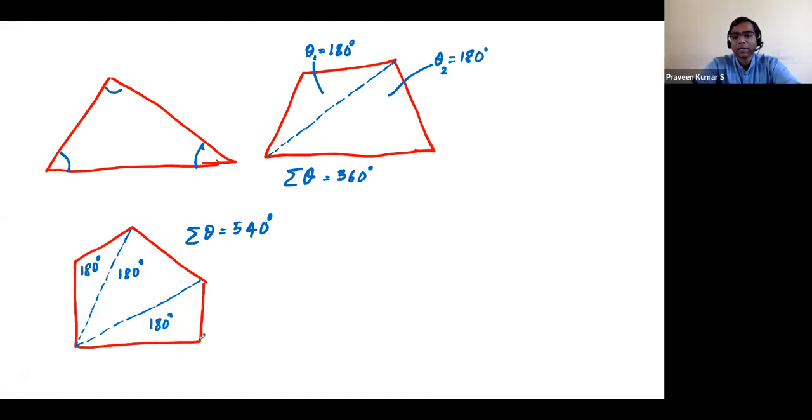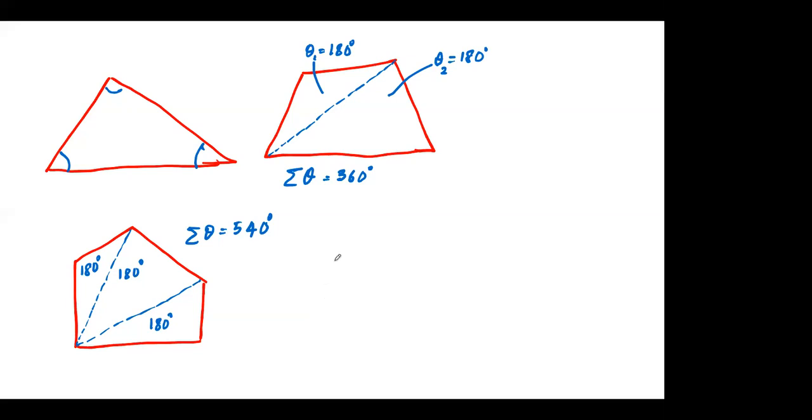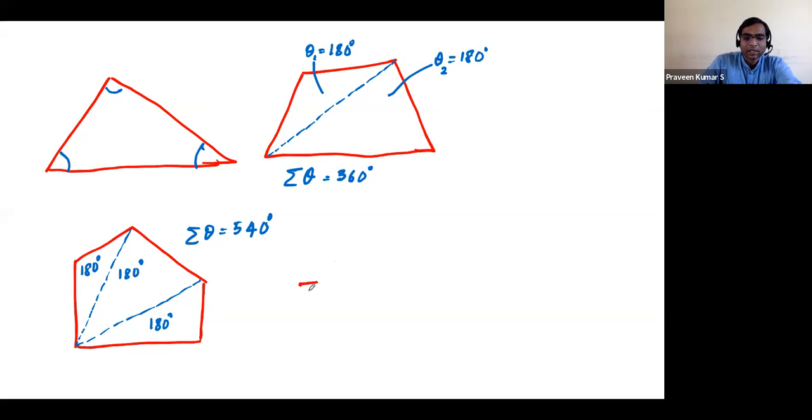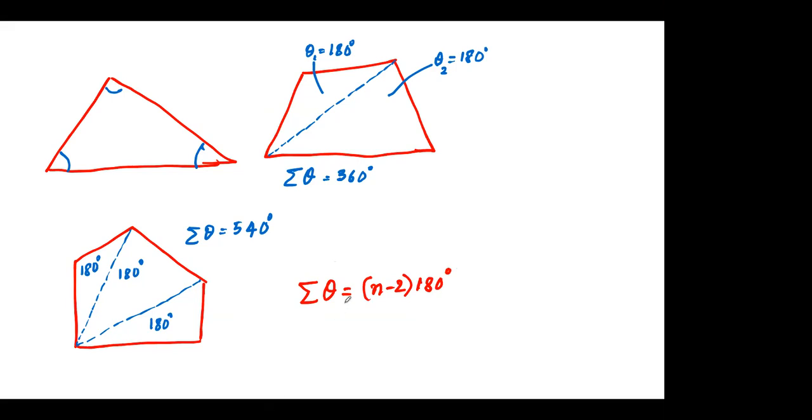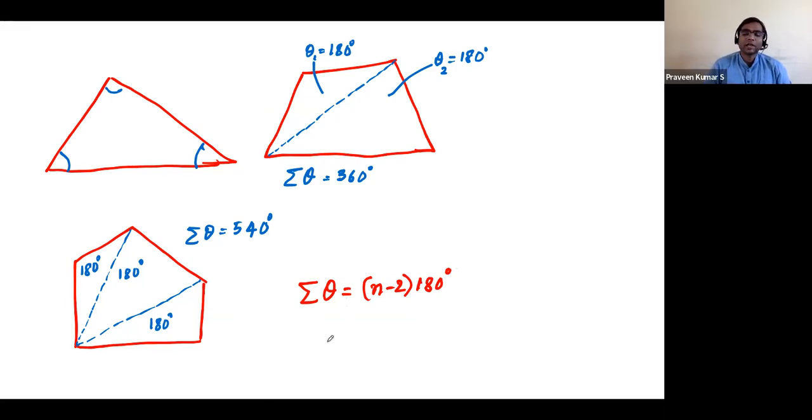So how many triangles are formed? If you are dividing a polygon with n sides, how many triangles are formed? N minus 2. Yeah. So can I say that the sum of all angles will be equal to (n minus 2) into 180 degrees? Yes, sir. So this is one easy way of calculating the sum of all angles in a quadrilateral or in any polygon for that matter, not just a quadrilateral.